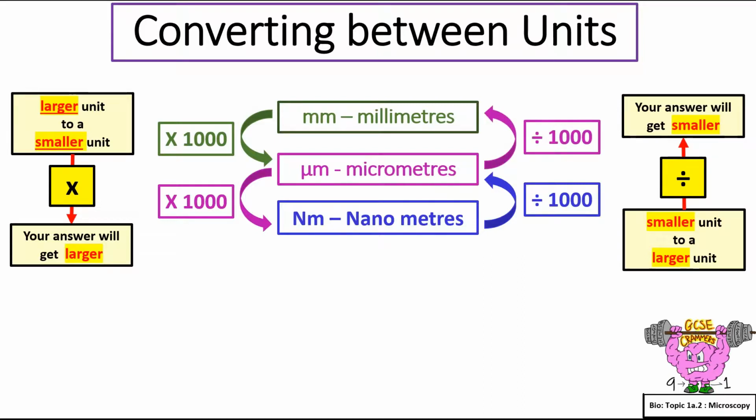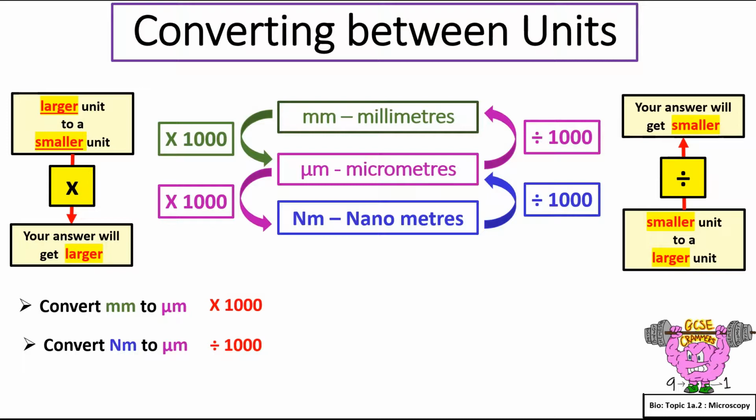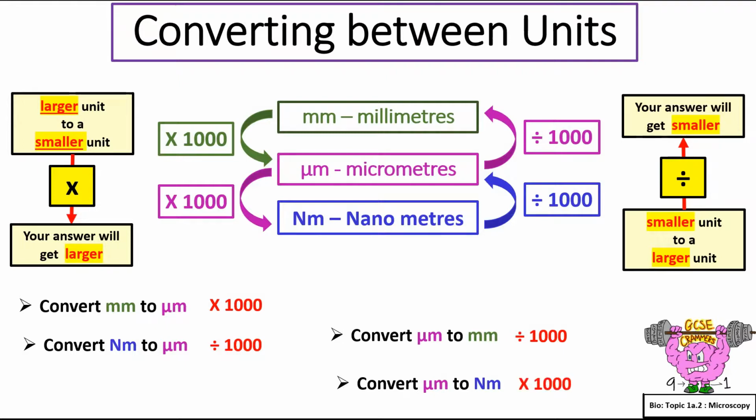So, if you get asked to convert millimeters to micrometers, you remember millimeters are larger than micrometers, so you would multiply by 1000. Convert nanometers to micrometers. You need to remember that nanometers are smaller than micrometers, so you would divide by 1000. Convert micrometers to millimeters. Divide by 1000. Convert micrometers to nanometers. Multiply by 1000.